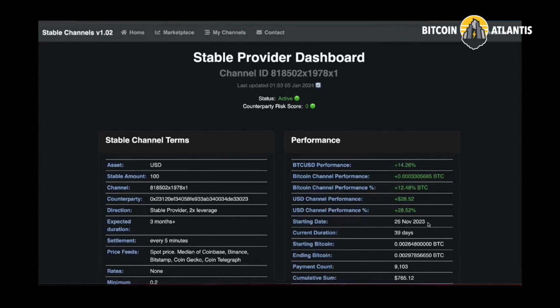And you can see, for example, when I took this screenshot, it was 39 days and we had already completed around 9,100 payments back and forth. No problem. This is Lightning.